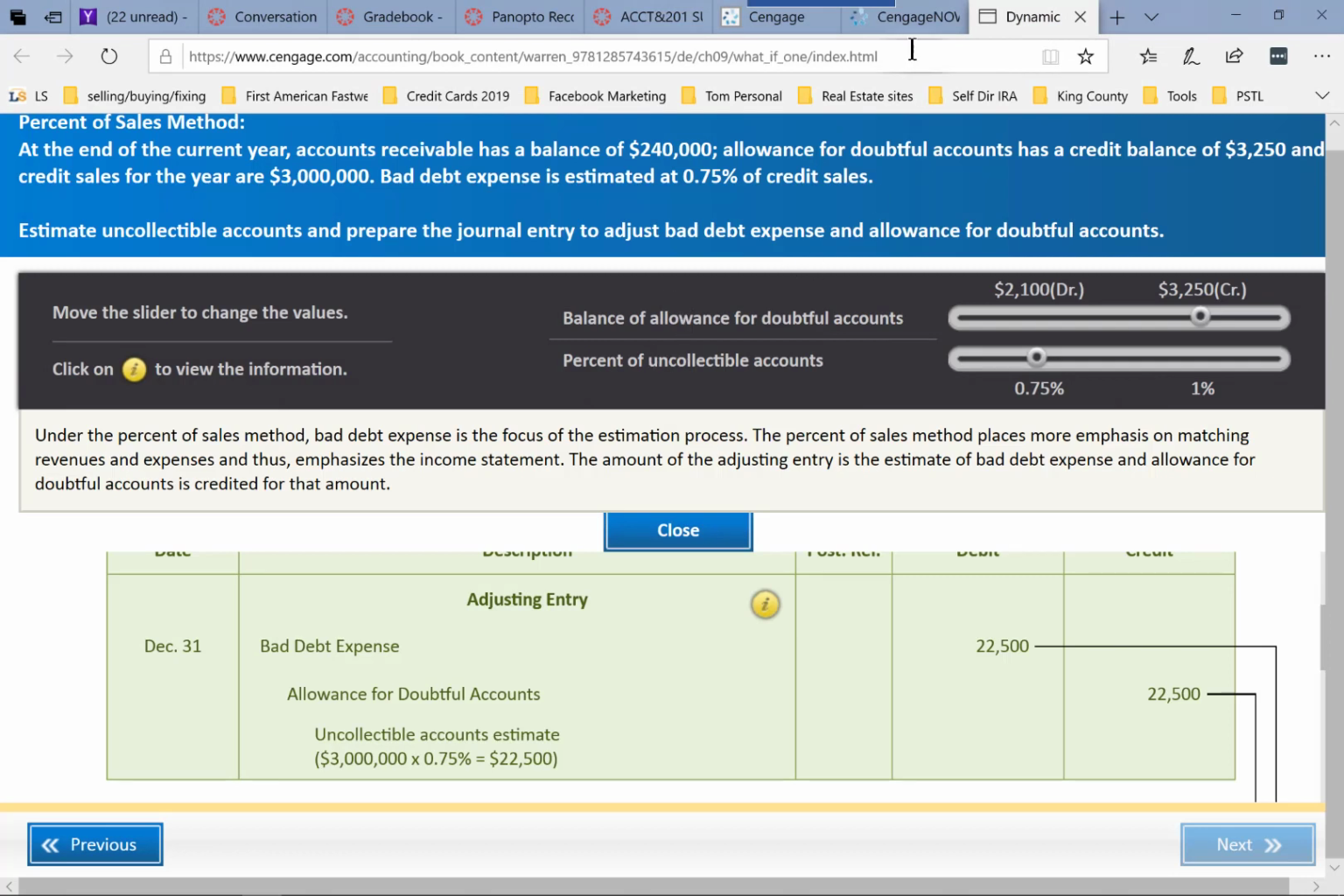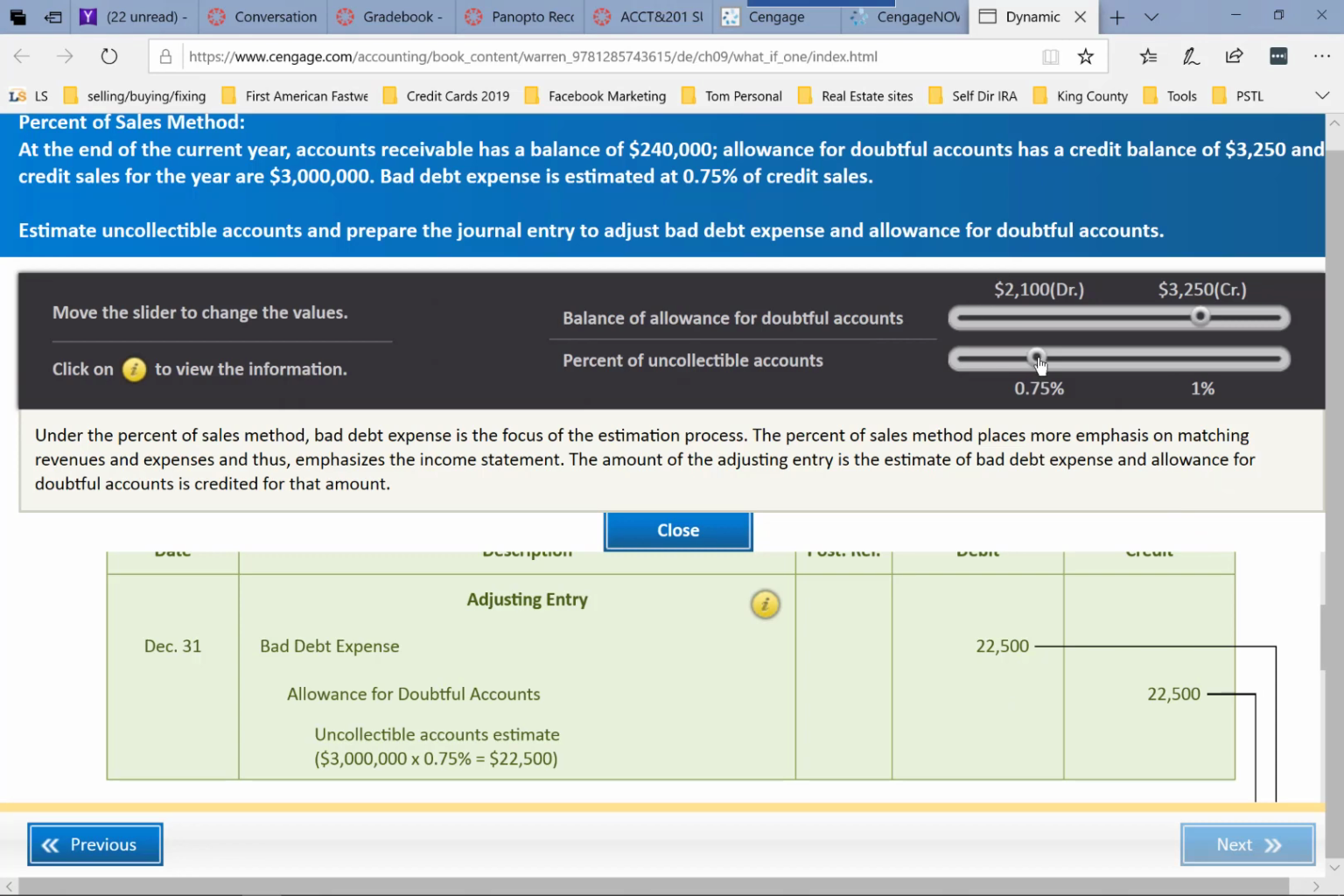By the way, if we take a look up here, it says at the end of the current year, accounts receivable has a balance of $240,000. The allowance for doubtful accounts has a credit balance of $3,250. And the credit sales for the year were $3 million. Bad debt expense is estimated at 0.75% in this first exercise. So here we've got percent of uncollectible accounts at 0.75. The balance in the allowance account is $3,250.